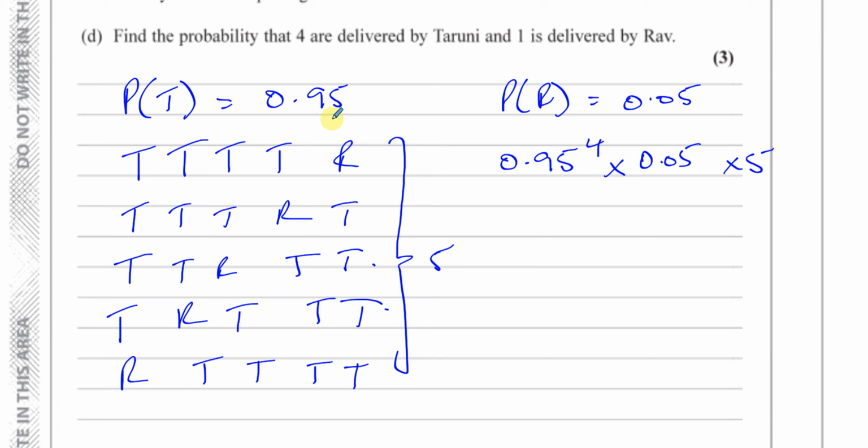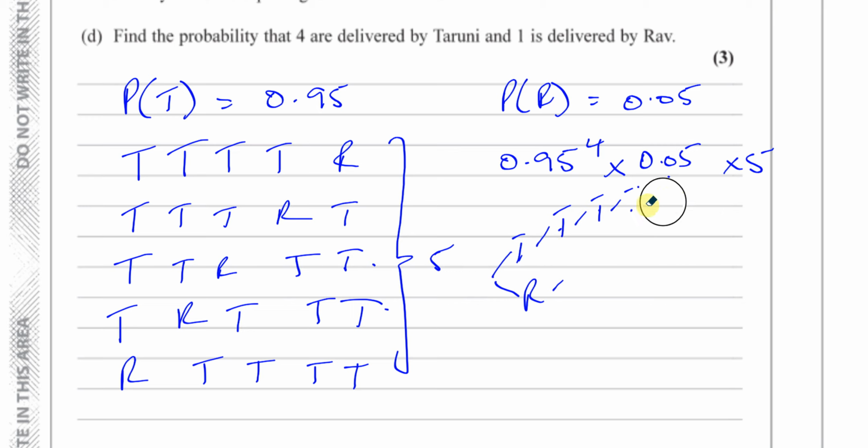If you were to do a probability tree, that's exactly what you'd get. You'll have, for example, T for Taruni, or R for Rav. So you're trying to find that 4 of them are delivered by Taruni, and then 1 by Rav. So you're going to have this, this, this, this, and this. That's 1 outcome. And then altogether you'll have 5 outcomes which have just 1 R in them, and all the others are T's.